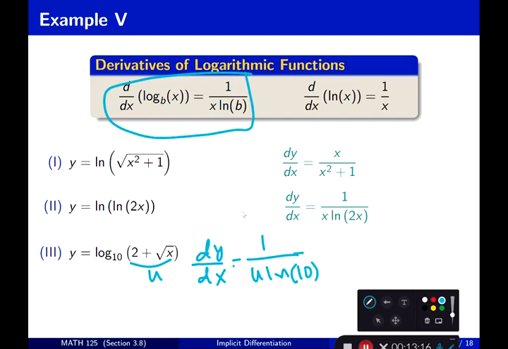Okay, and then the derivative of the inside: the derivative of 2 is 0, the derivative of square root of x is 1 over 2 square root of x. Okay, and let's replace u by its value. So 1 over 2 plus square root of x, times natural log of 10, times 2 times square root of x.